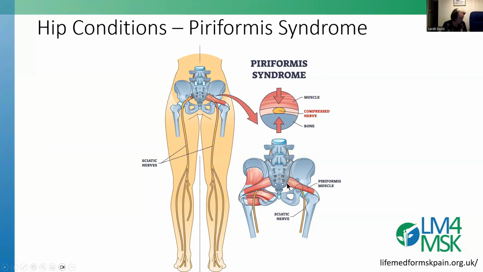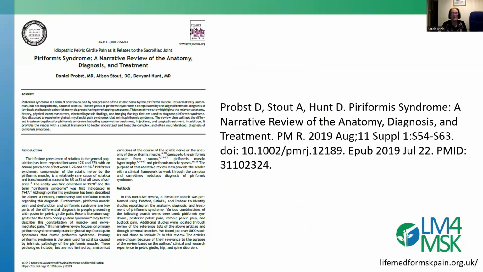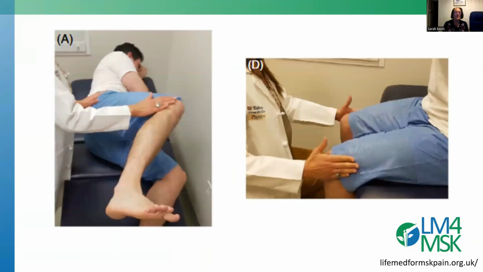So the piriformis is a muscle that comes from the pelvis and attaches to the femur. But there is a relationship to the sciatic nerve. The sciatic nerve may come either through that muscle, over the muscle, or underneath the muscle. And unfortunately, the piriformis can compress on the sciatic nerve and cause sciatic-like symptoms, and that is how piriformis syndrome occurs.